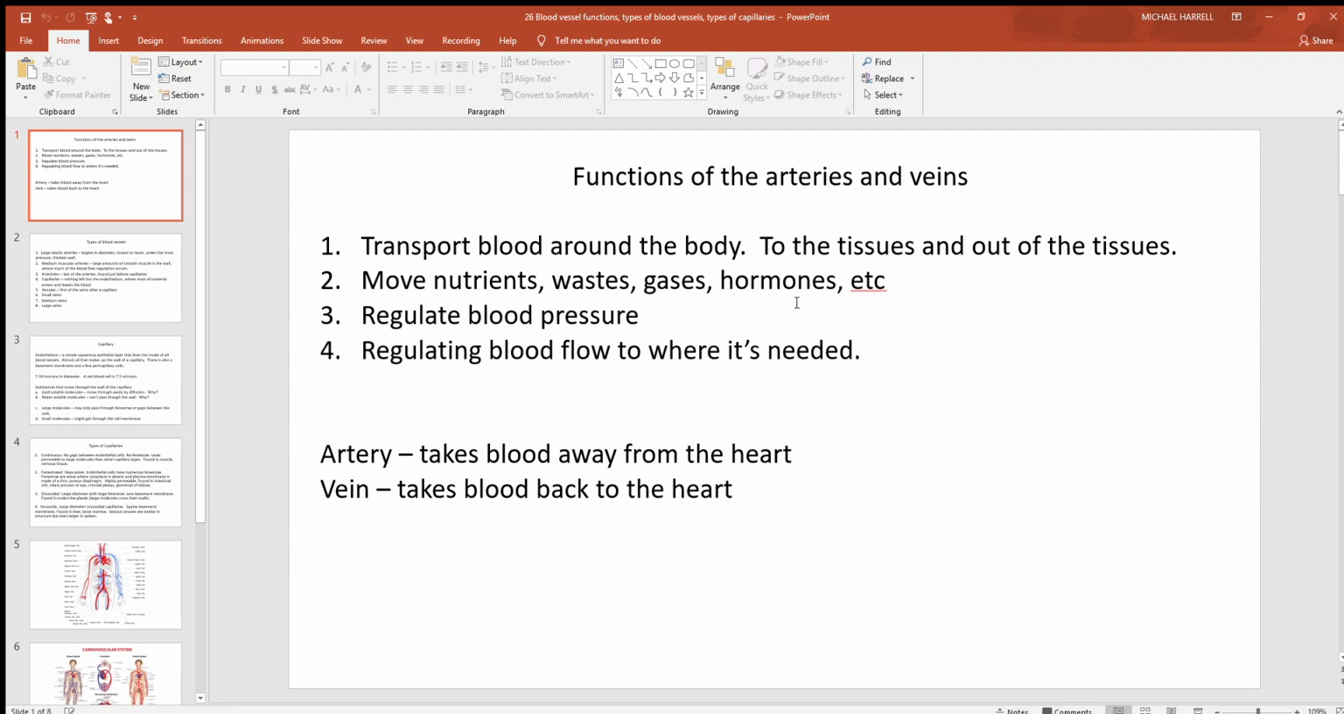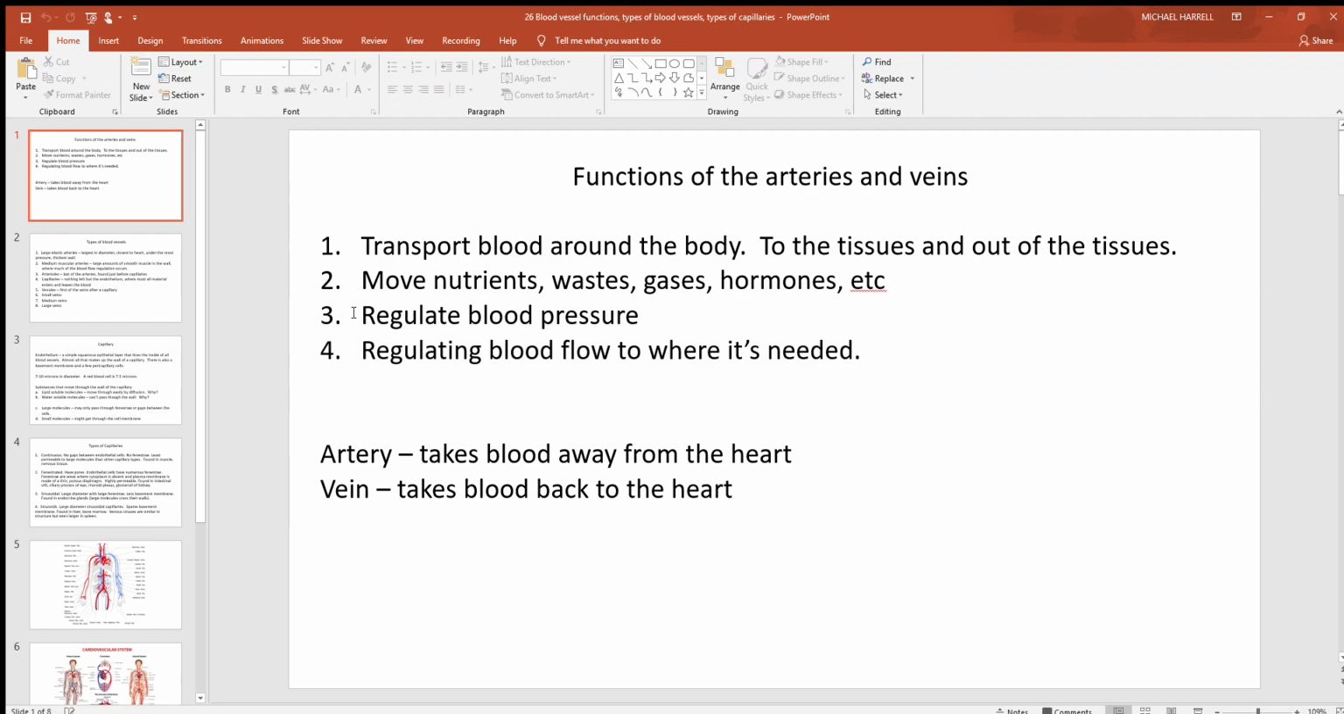Hormones is something else that has to be moved around by the blood, because by definition, a hormone is a chemical signal that enters the blood and travels some distance to a target tissue. Look at number 3, regulating blood pressure. A lot of people don't realize that your blood vessels can do this.